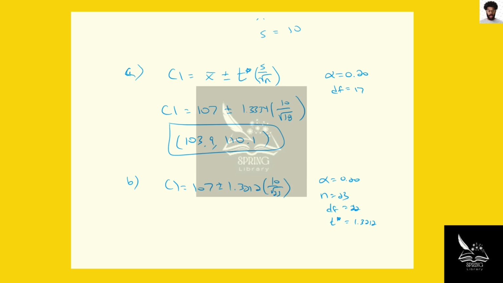Lower boundary is 104.2 and upper boundary 109.8.